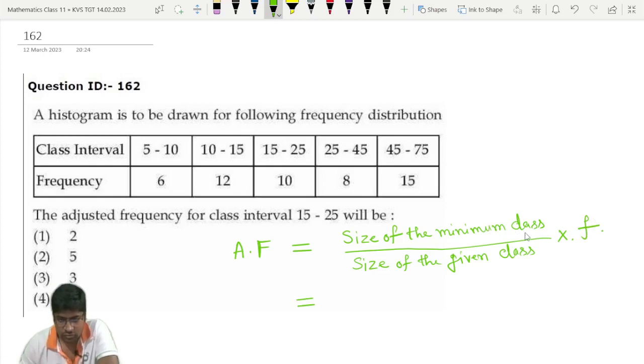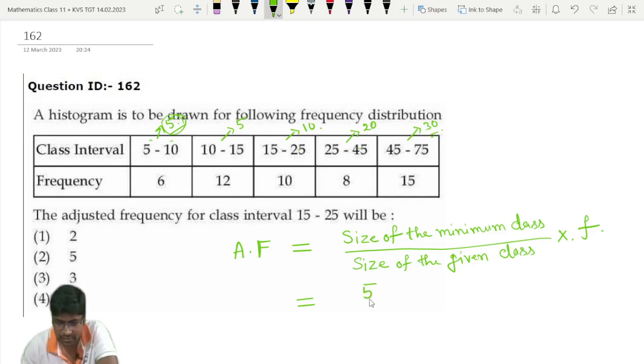So size of the minimum class is what? See here, for the first class, what is the size of this class? 10 minus 5, that is equal to 5. Size means the length of the class. Now 10 to 15, that is also 5. 15 to 25, that is 10. 25 to 45, that is 20, and 45 to 75, that is 30. So what is the minimum? From here we can see the minimum size is 5.